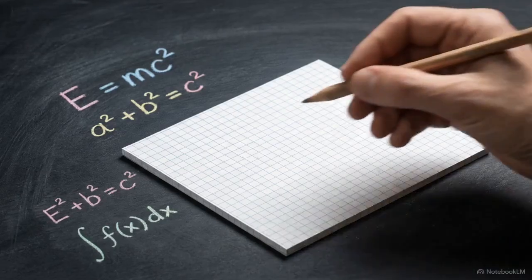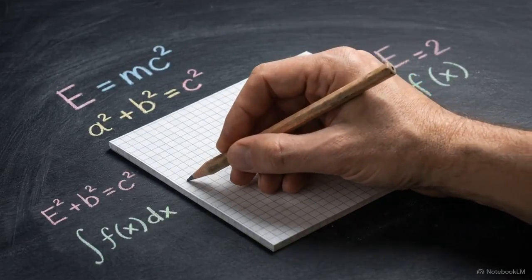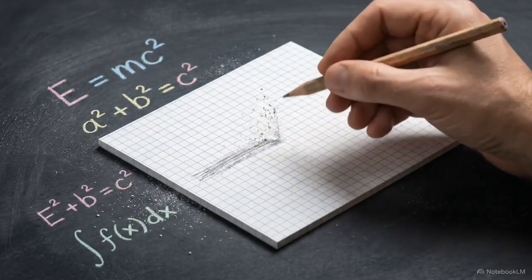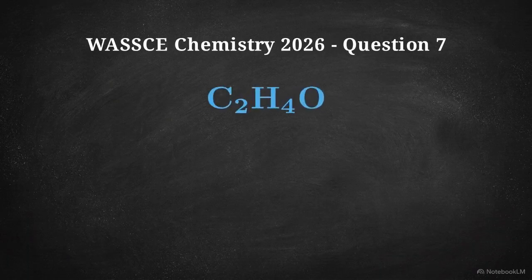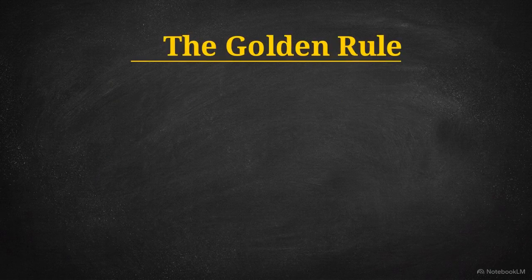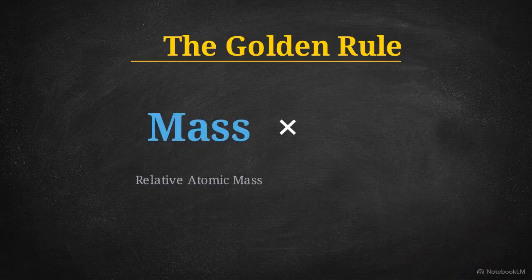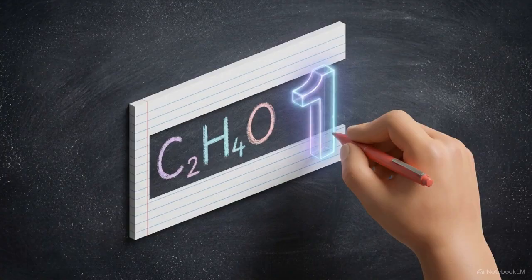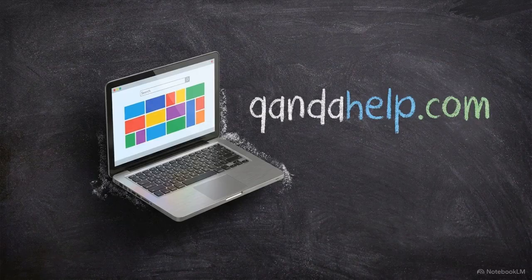Drilling this specific single-line method over and over builds the reflex needed to secure your marks quickly and accurately. Bringing it all back to our main objective, for WAEC 2026 question 7, the correct answer is indeed option A, 44. Just remember the golden rule. Multiply the relative atomic mass of each element by its subscript, and never, ever forget to account for the invisible ones.